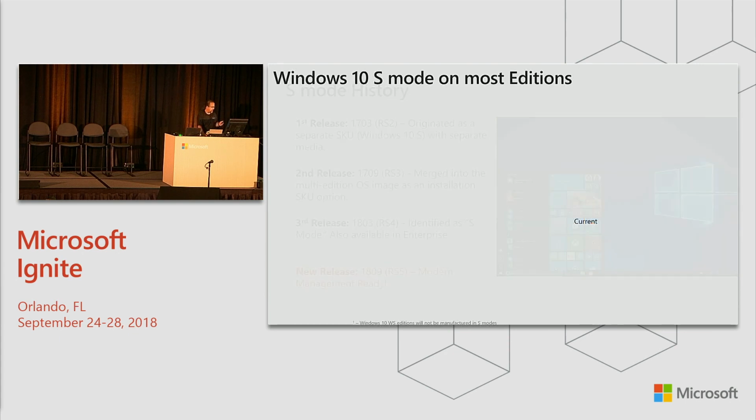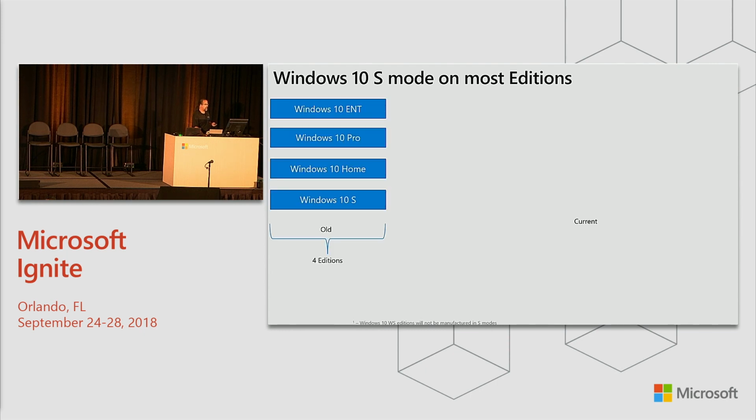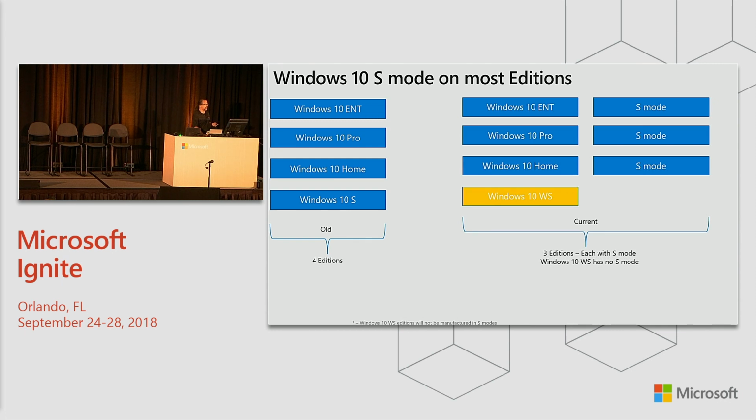So now what we have is Windows 10 S mode on pretty much most editions. Previously, we had Windows 10 Enterprise, Windows 10 Pro, Windows 10 Home, Windows 10 S. Now the current release allows us to receive Windows 10 Pro or Home in S mode directly from the OEM, as well as Windows 10 Enterprise in S mode. In most cases, the switch is done through the onboarding process where you can switch from Pro to Enterprise, and thus also switch to Enterprise in S mode.